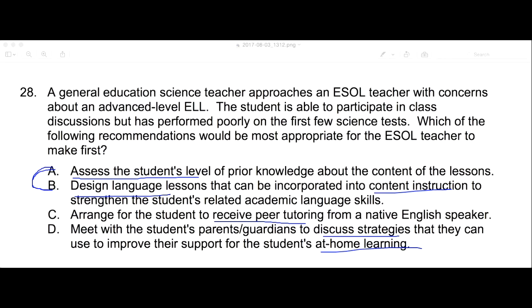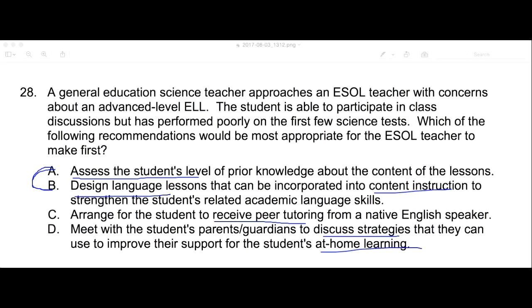A general education science teacher approaches an ESOL teacher with concerns about an advanced level ELL. The student is able to participate in class discussions but has performed poorly on the first few science tests. Which of the following recommendations would be the most appropriate for the ESOL teacher to make first?